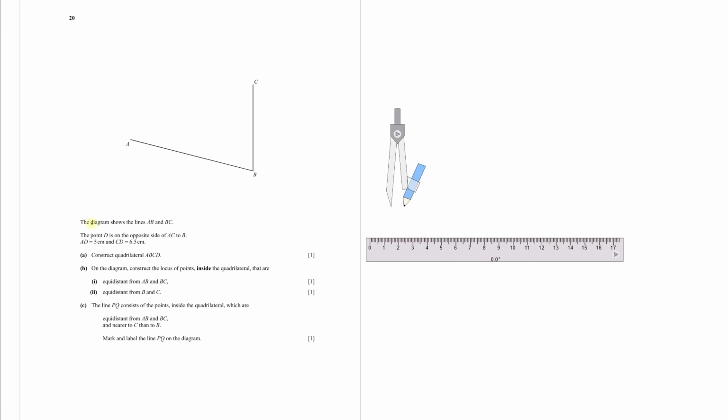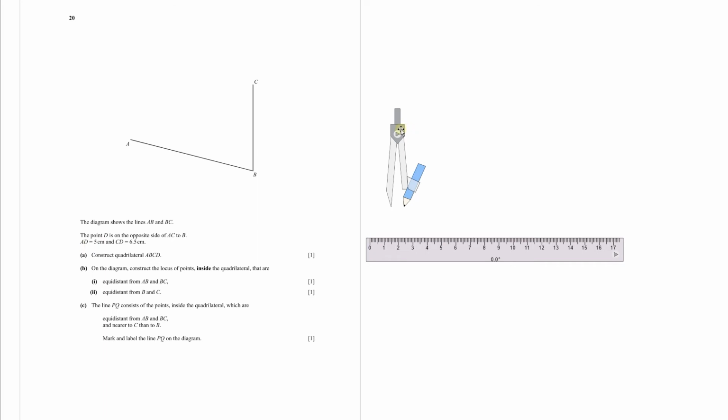So the next question is, the diagram shows the lines AB and BC. So AB and BC are given. The point D is on the opposite side of AC to B. AD is 5 centimeters and CD is 6.5 centimeters. Construct quadrilateral ABCD. So you're given that the point D is on the opposite side of AC. So if you join these 2 points and form the line AC, B is below AC, so D will be on the opposite side, so somewhere above AC here.